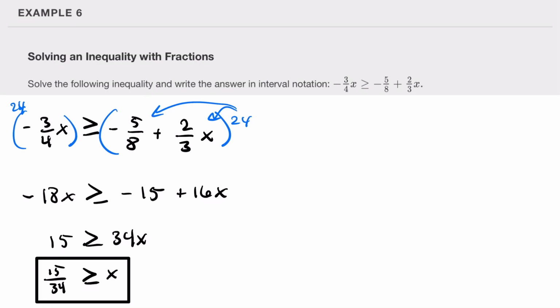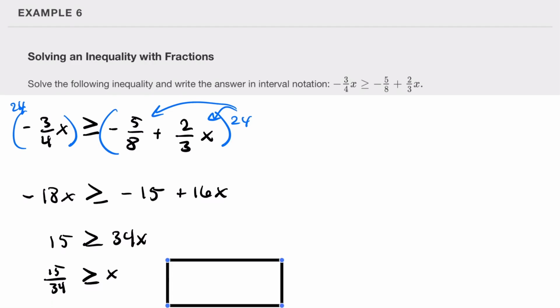But if we use a number like 1, it should make it false. Yeah, I don't feel like dealing with those fractions. So what else could I use? 24. Yeah. But I mean, we could use a calculator. I'm just being a little bit lazy. Okay. Oh, and then write the answer in interval notation.